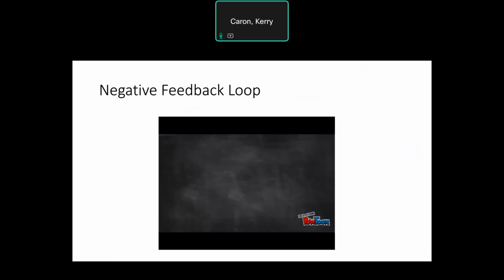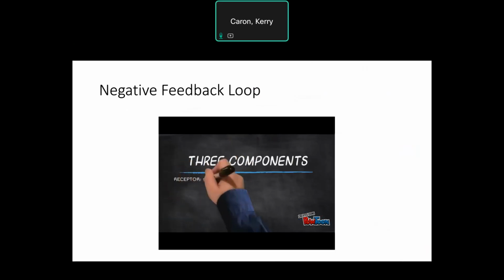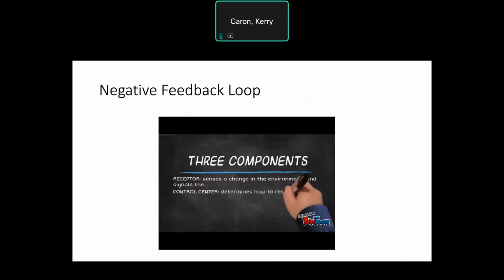All homeostatic mechanisms will have three components involved in the regulation. The receptor will sense any fluctuation within the environment and proceed to send a signal to the control center. The control center will then determine what sort of response is required to the change, and it will send the signal to the effector. The effector will then receive the signal and adjust accordingly.